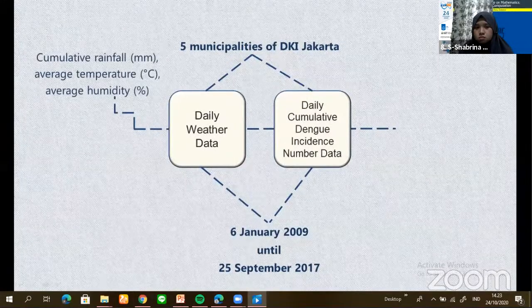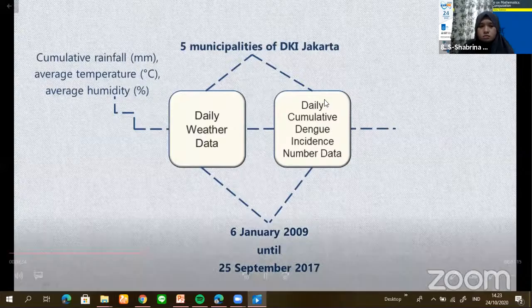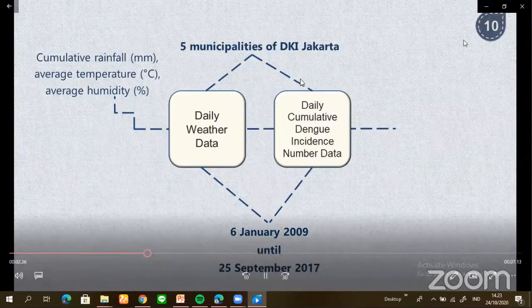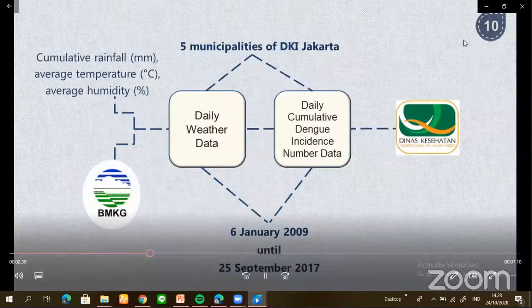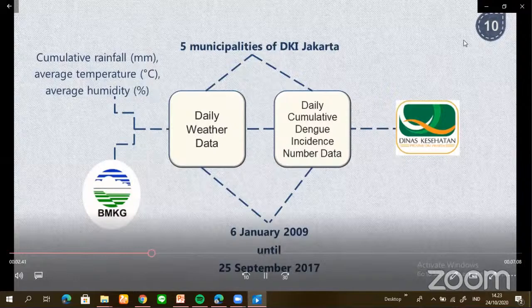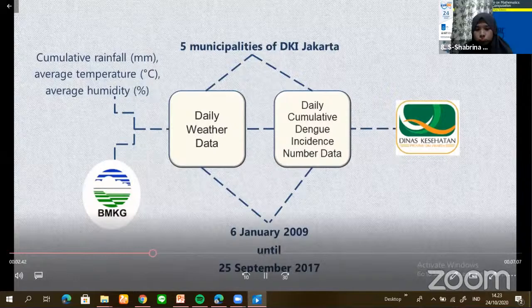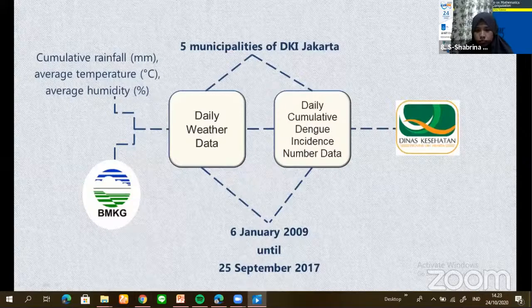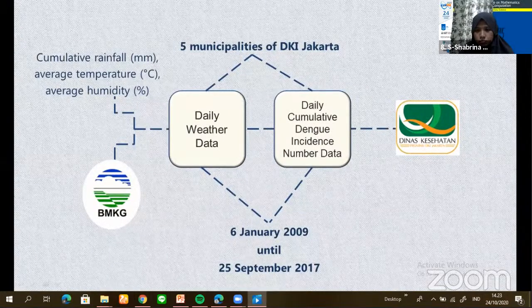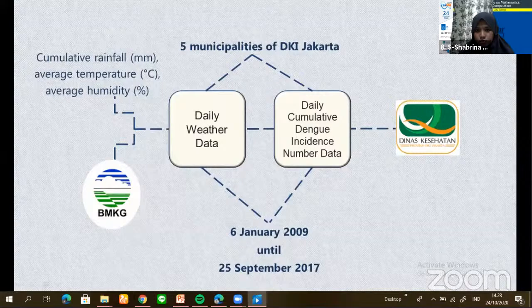The daily weather data is consisted by three variables include the cumulative rainfall, the average temperature, and the average humidity. These data are obtained from Meteorology, Climatology, and Geophysics Agency, while the daily cumulative dengue incidence data is obtained from the Epidemiological Surveillance section of DKI Jakarta Health Agency website.